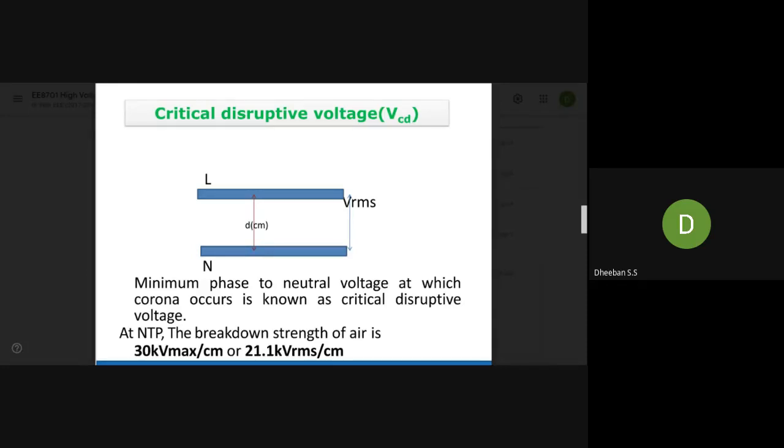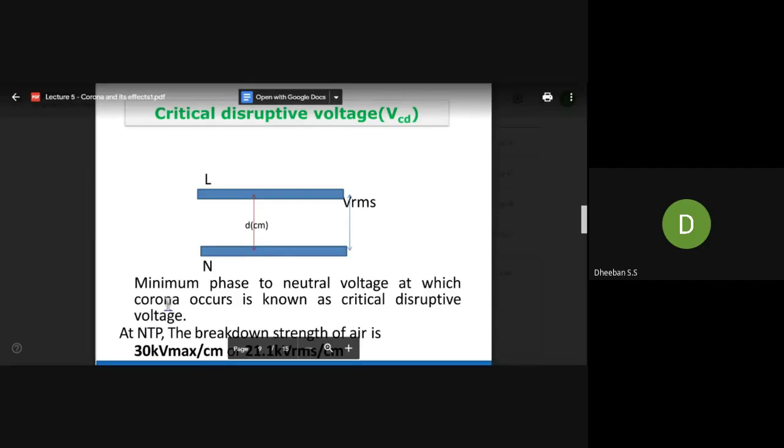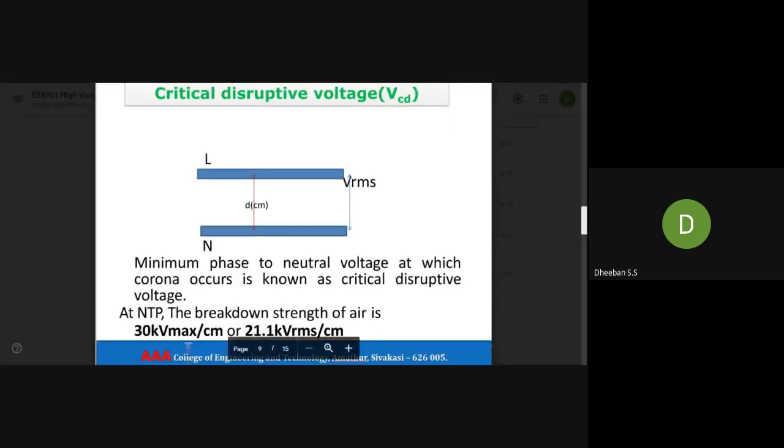With respect to your breakdown strength, they are giving 30 kV max per centimeter. It is the maximum voltage. If you are taking it in terms of your maximum voltage, it is 30 kV max per centimeter, and with respect to VRMS, that is the root mean square of the voltage, it is 21.1 kV per centimeter. Okay, this is also a standard value.